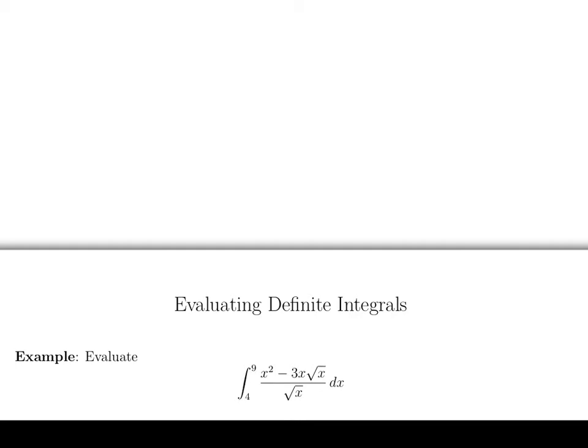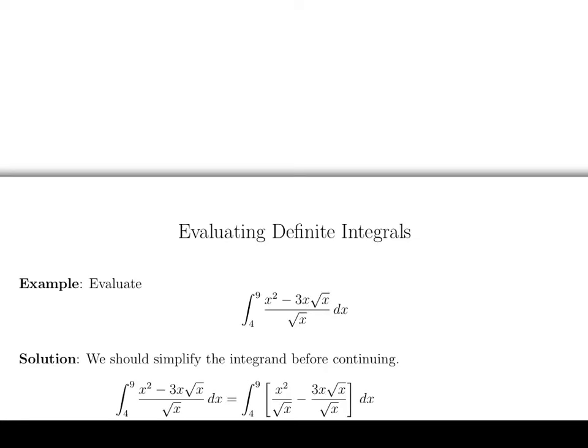Let's evaluate this integral: the integral from 4 to 9 of (x squared minus 3x root x) all over root x dx. Remember, we're going to use the evaluation theorem, but the first thing we ought to do is simplify the integrand.